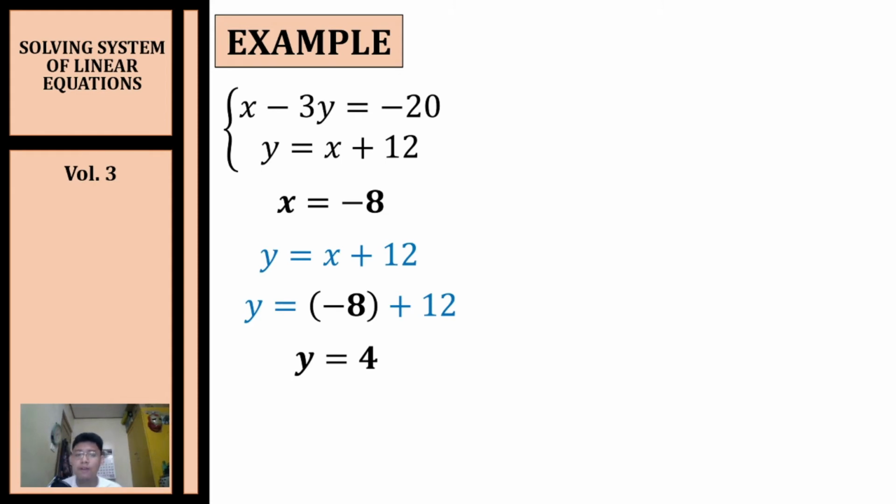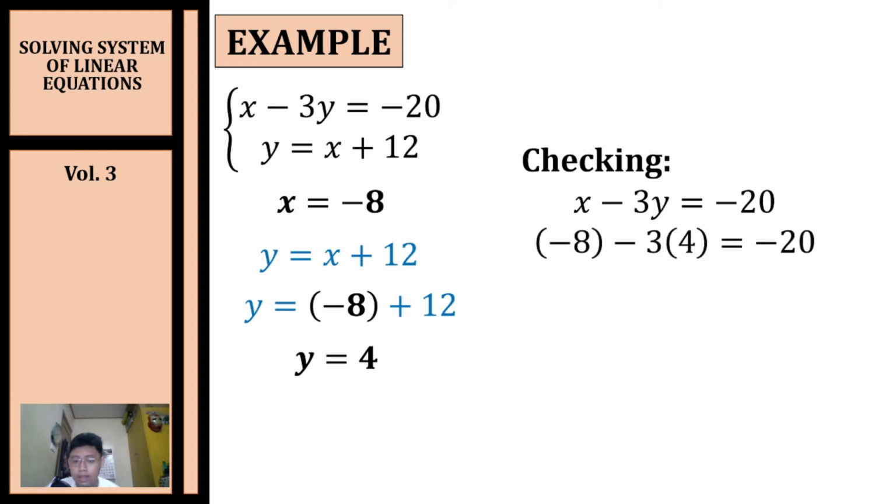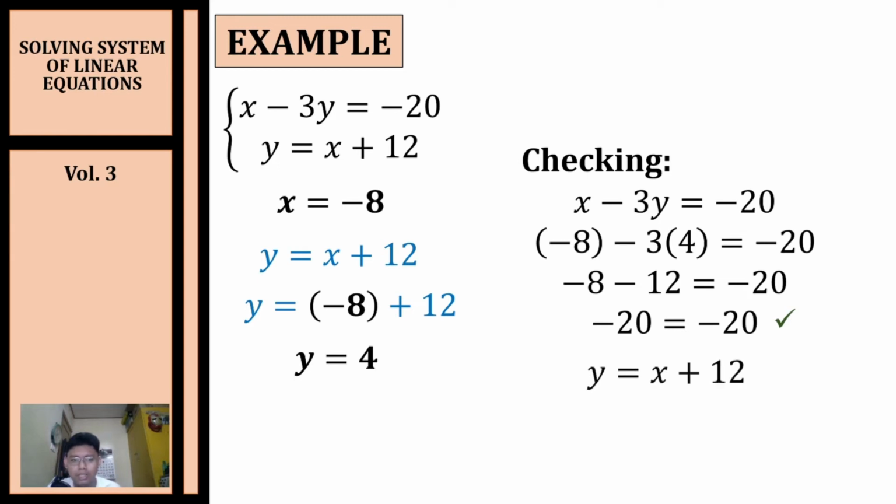Now that we have our values of x and y, it's time for us to double check if this is the true solution to our given system. We will test by substituting both values into our original equations. Let's start with our first equation. Let's substitute negative 8 and 4. Then combine like terms. We will end up with negative 20 is equal to negative 20. So it satisfies our first equation. What about our second equation? Let's substitute, then combine like terms. We will have 4 is equal to 4. So it also satisfies our second equation.